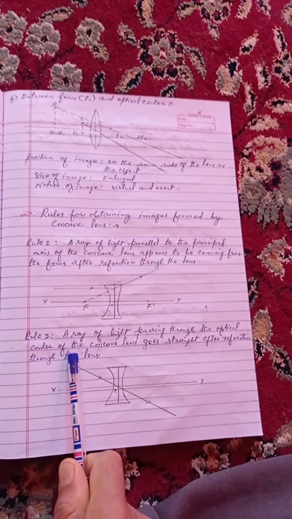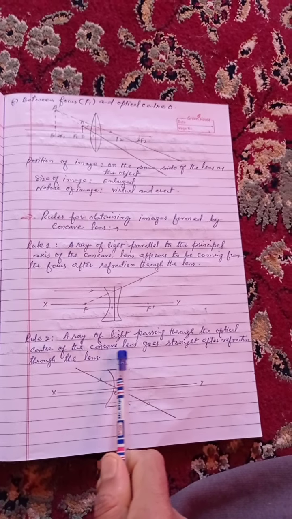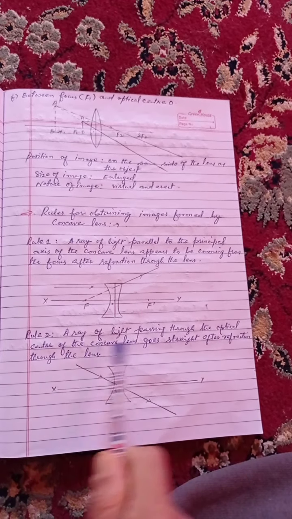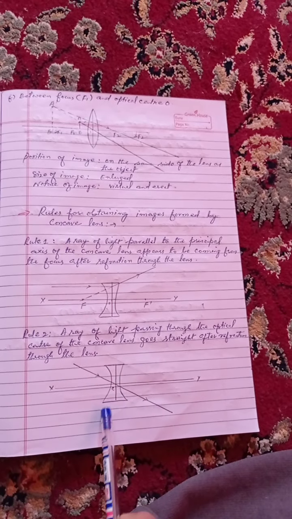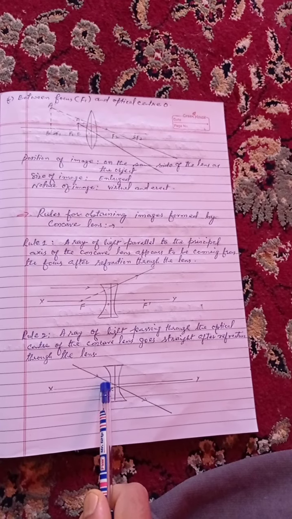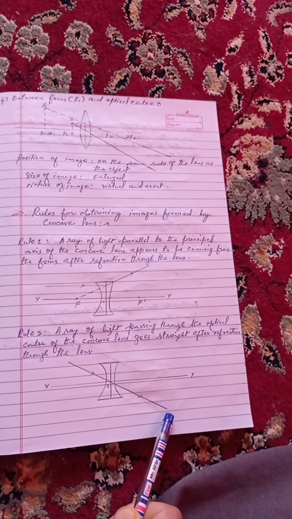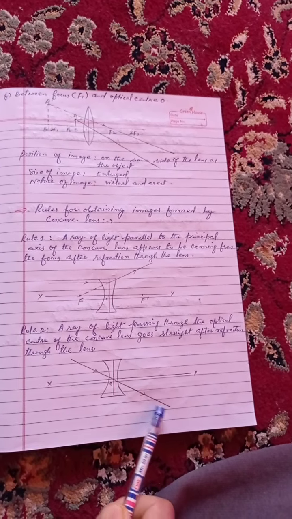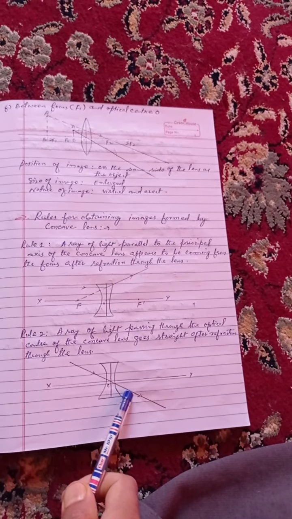Now rule number 2, a ray of light passing through the optical center of the concave lens goes straight after refraction through the lens. यानी यहाँ पर principal axis है, this is a concave lens here. एक ray of light जो यहाँ से आ रही है, किसके थ्रू आ रही है? थ्रू द ऑप्टिकल सेंटर ऑफ दिस concave lens, it passes through. There is no deviation in this ray of light in case of a concave lens which is passing through the optical center.